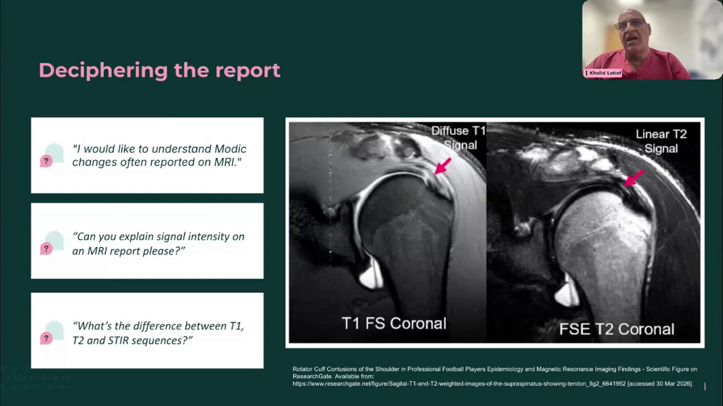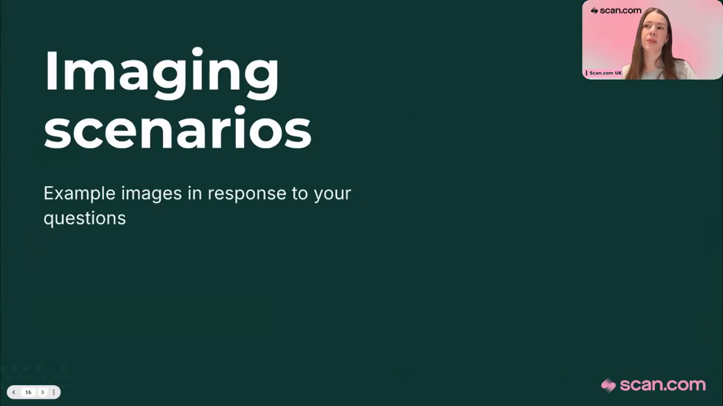And type 3 is basically sclerosis, so it'll be dark on all sequences. So those are the Modic changes on MRI. It just means that there's a response, there's degeneration. So we'll move on now to some example images.